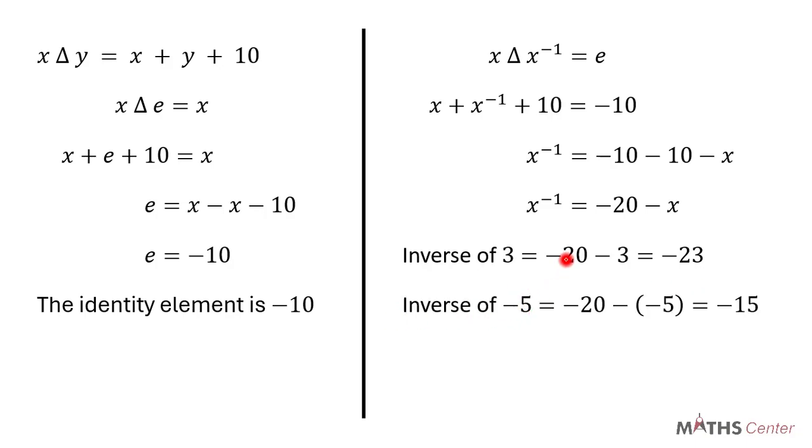To get the inverse of negative 5, we will substitute negative 5 into the inverse function. The inverse function is x inverse is equal to negative 20 minus x. So we replace x with negative 5. So the inverse of negative 5 will be equal to negative 20 minus negative 5. And negative 20 minus negative 5 gives us negative 15.